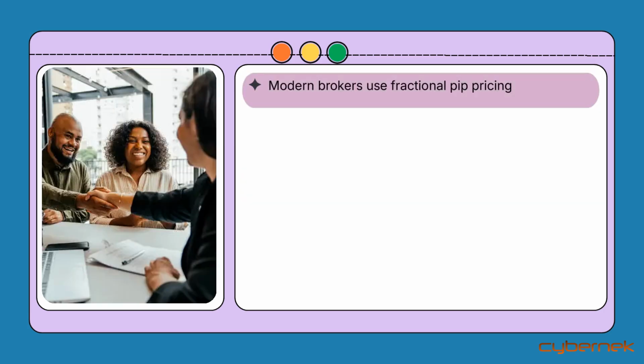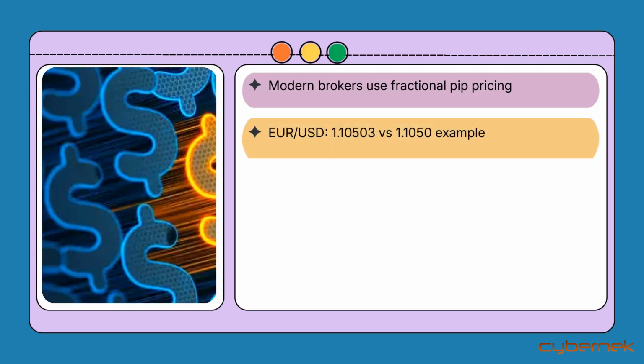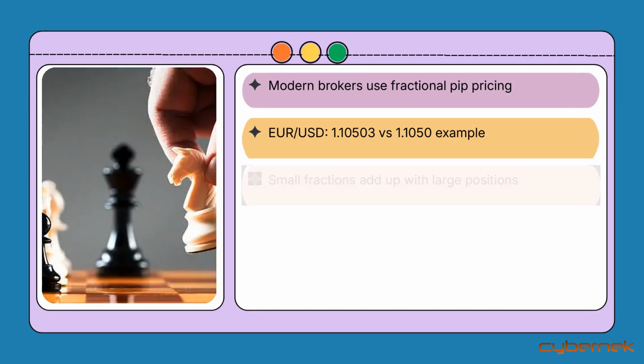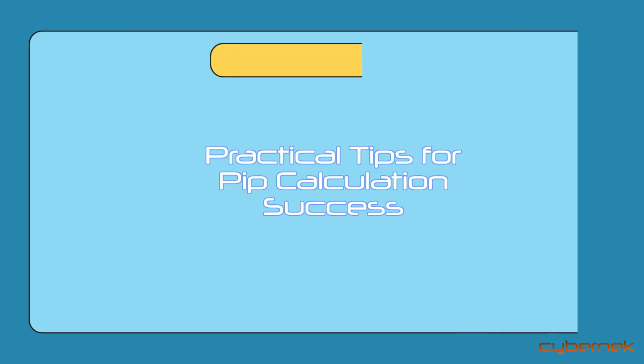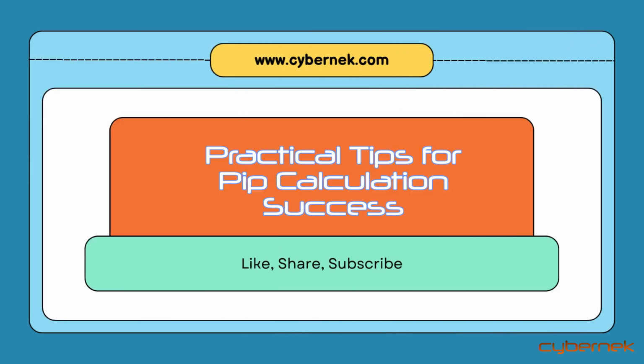Many modern brokers now quote prices with fractional pips. So euro to US dollar might show as 1.10503 instead of 1.1050. That extra 3 is a fractional pip. While it might seem insignificant, when you're dealing with large position sizes, those fractions add up faster than compound interest on a credit card.